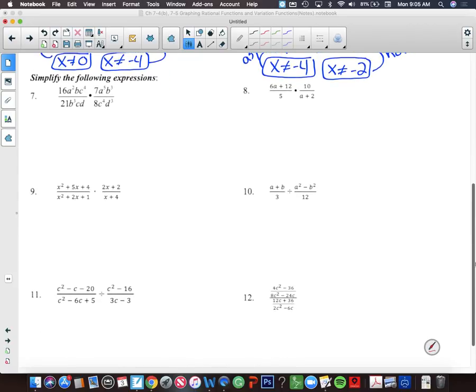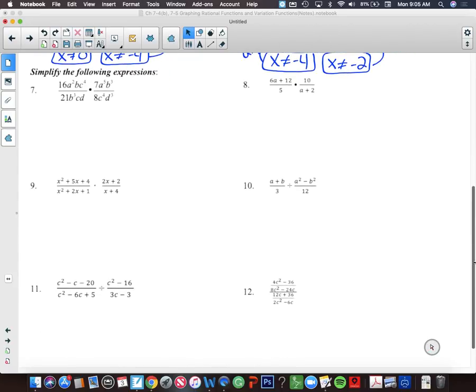So down here, simplify expressions. All right. So we got multiplication and division and subtraction and addition going on here. I'm just probably going to do a couple of these because they're not overly difficult, and I can show you what they factor to, and you can kind of go from there. All right. So first one here.